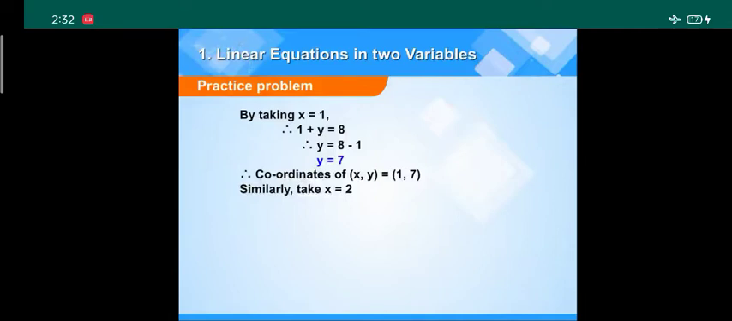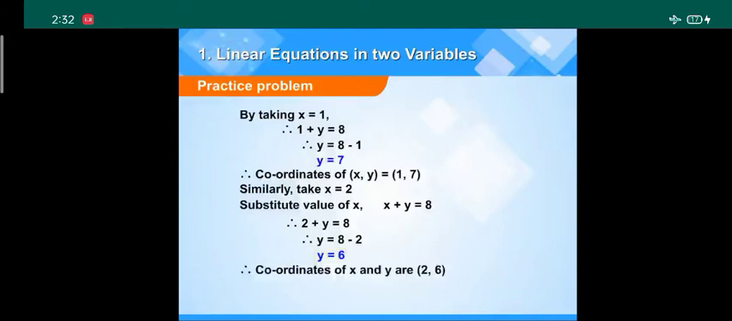Similarly, take x is equal to 2. Substitute the value of x in x plus y is equal to 8. Therefore, 2 plus y is equal to 8. Thus, y is equal to 8 minus 2, which gives y is equal to 6. Therefore, coordinates of x and y are 2 and 6. Like this, we make the table for equation 2.